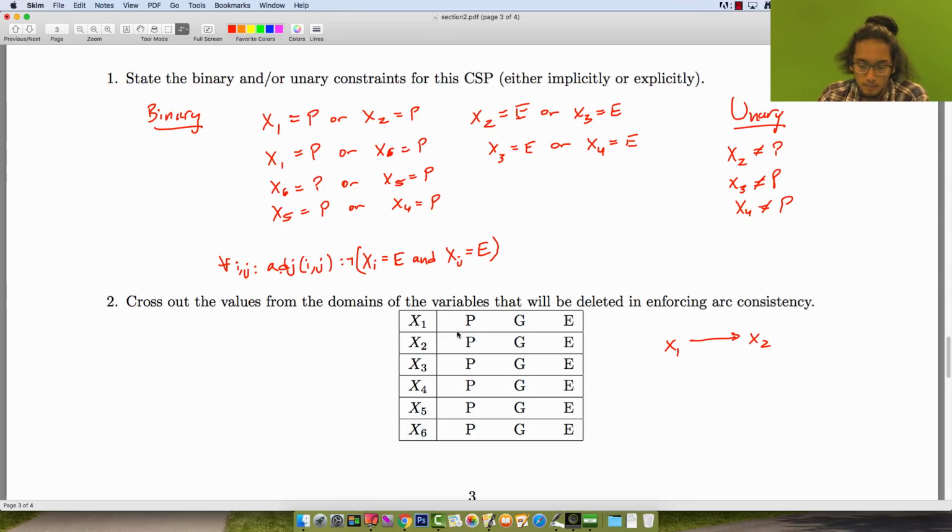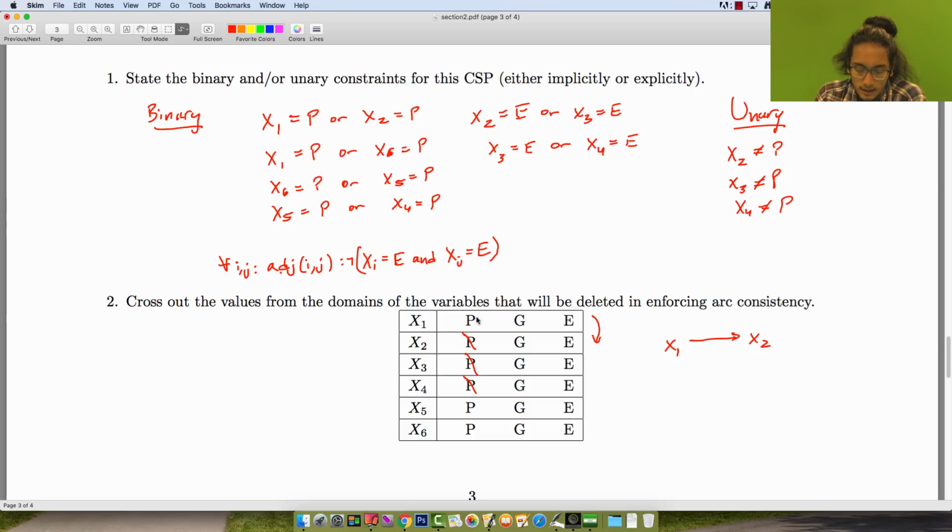Actually, before starting our arc consistency here, what I will do is enforce all the unary constraints, because one way, as we discussed earlier, of enforcing unary constraints is to just prune the domains of each of the variables, right? In this case, we know x2, x3, x4 cannot be p, so let's just cross those out. x2, x3, x4 cannot be p. Okay, so we've simplified our job a bit. Now let's look at the arc from x1 to x2. Now let's just go one by one for each variable in the domain of x1.